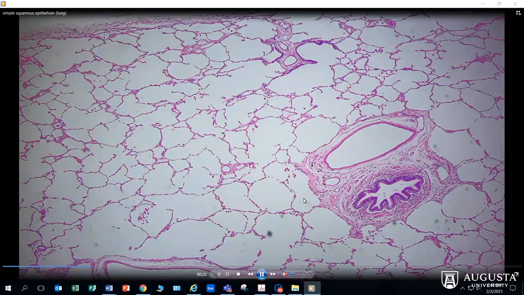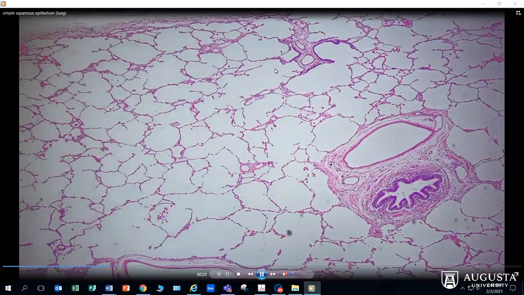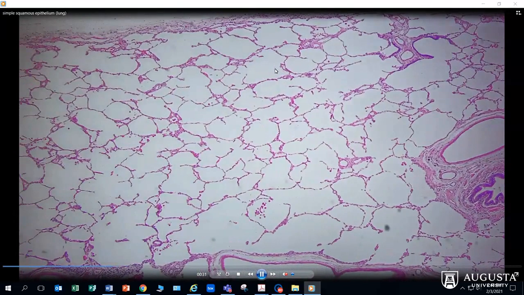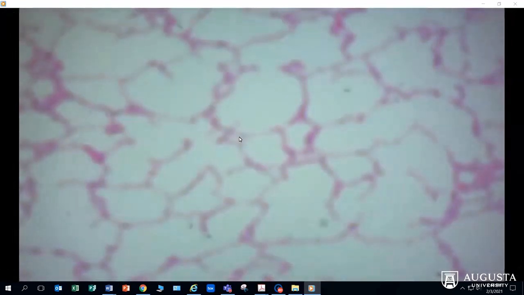So all of these darkly staining, really bold regions we don't want to look at. So I'm going to move this slide over to the area where this simple squamous epithelium is actually located. And that's all of this that looks like soapy bubbles. And the view that you see now is the 4x objective. So each of these little thin lines is made up of a single layer of squamous epithelial cells.